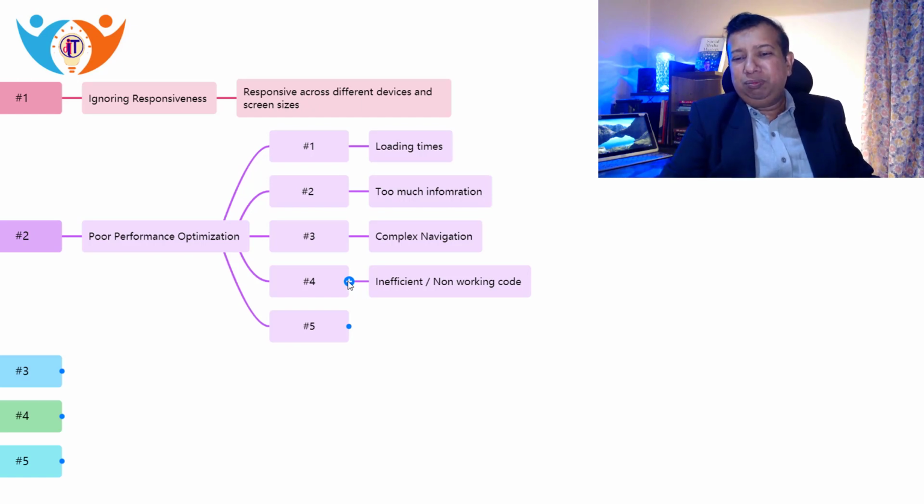The last one and fifth one is invalid links and blank pages. Don't give any invalid link or wrong link in your website, and make sure whatever pages you are developing, they are visible properly, they are not blank, and they are working properly. So these are 5 points that come under poor performance optimization. So take care of loading time, don't give too much information, don't make the navigation complicated, do not use non-working code, and check whether all your pages are working properly.